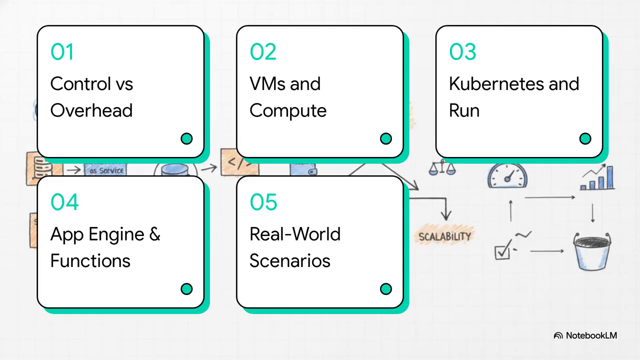Here's how we're breaking it down today. First, control versus management overhead. Next up, virtual machines and compute. Then, containers with Kubernetes and Cloud Run. After that, we'll hit App Engine and Cloud Functions. And finally, we'll wrap up by testing your knowledge with some real-world cloud scenarios.